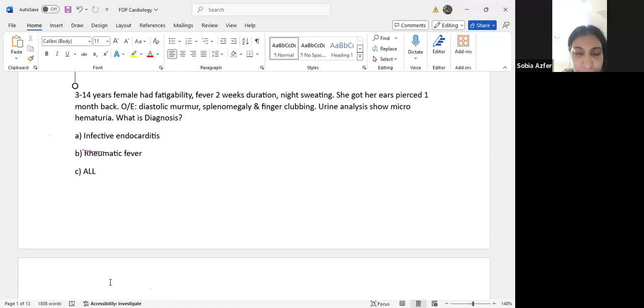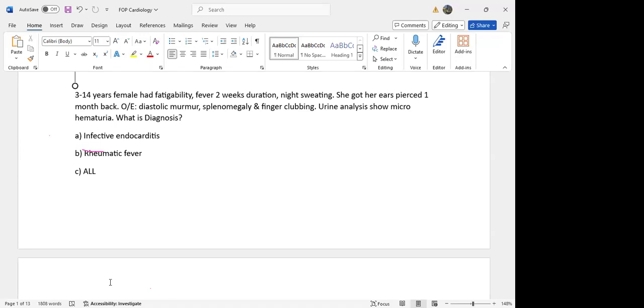MS and AR. AR and PR. Okay. So definitely if vegetations are there, most likely you have AR or PR, because MS occurs due to the fibrotic changes, due to the fibrosis. Okay. So because of the damage to the valves, that causes the diastolic murmur.